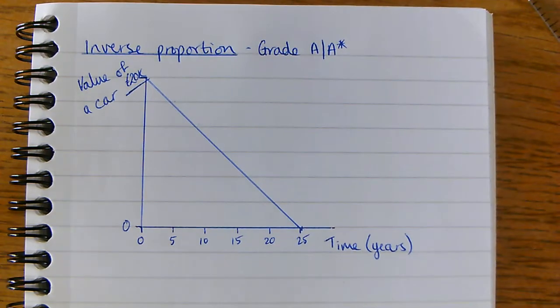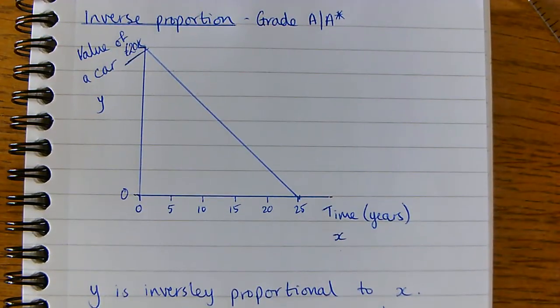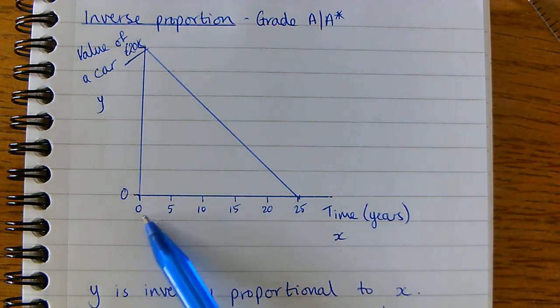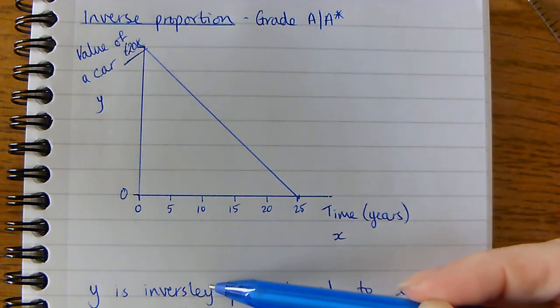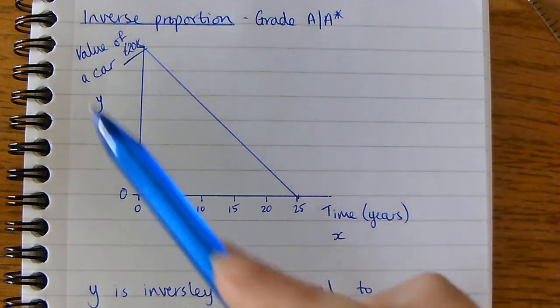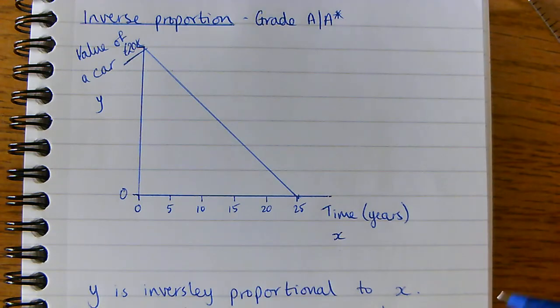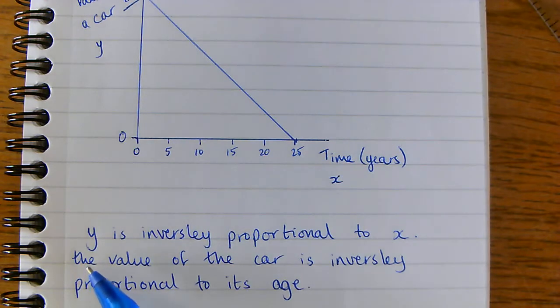So in this example, this is our x and that's our y, we can see that y is inversely proportional to x, because as x has increased, as the age has gotten bigger, the value of the car has gone down. So you'll notice that the word direct proportion isn't there. Inversely proportional, or inverse proportion, is what we see there. In layman's terms, the value of the car is inversely proportional to its age. So as the age gets bigger, the value of the car gets lower.